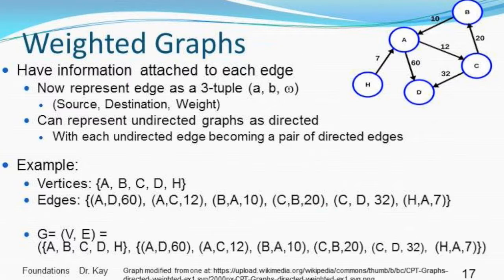We can also talk about weighted graphs, which have some information attached to each edge. You can think of that as perhaps the distance to get between two cities if the vertices represent cities, or the cost to travel between them, all sorts of things. But now each edge we're going to represent as a 3-tuple. So it's going to have a source, a destination, and a weight.